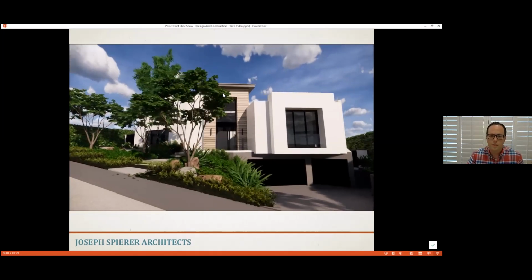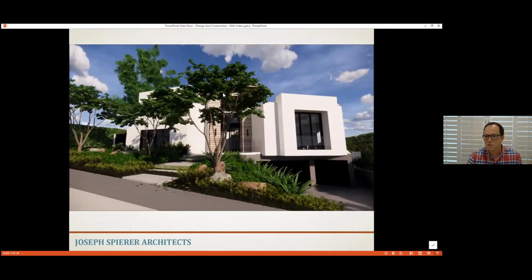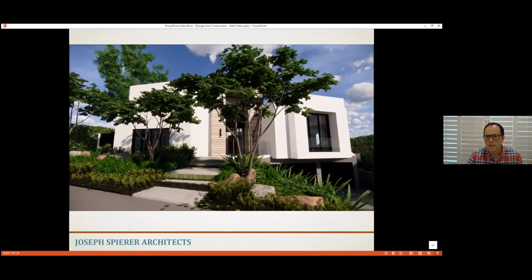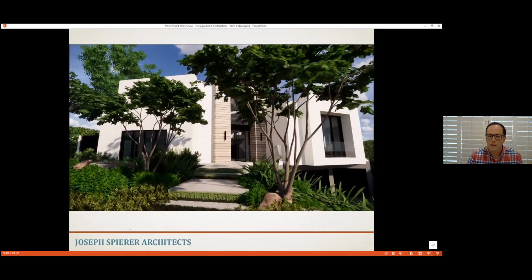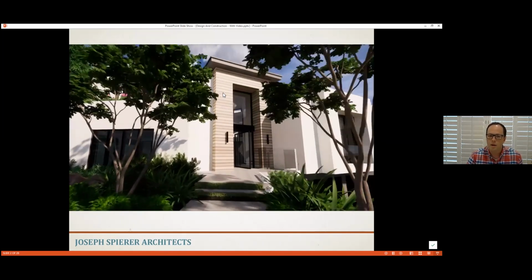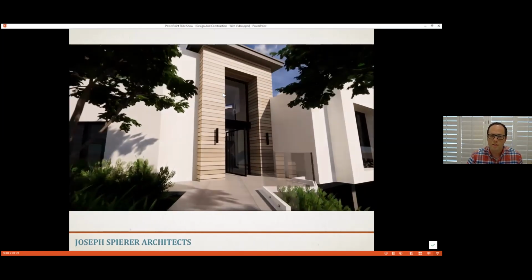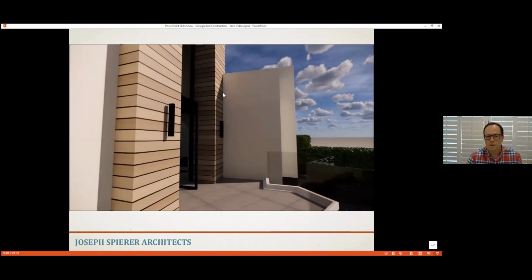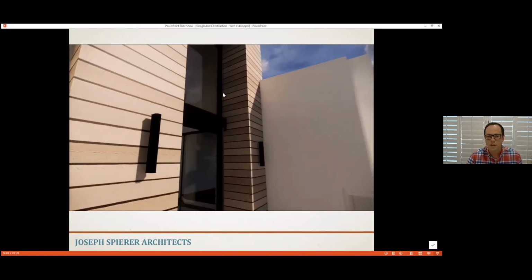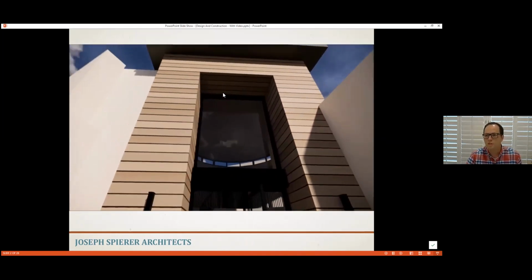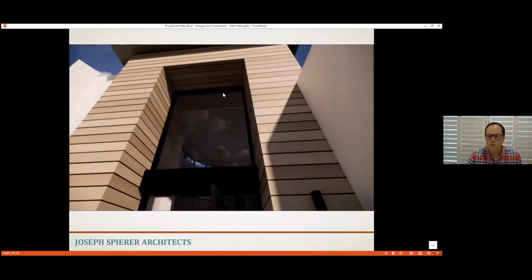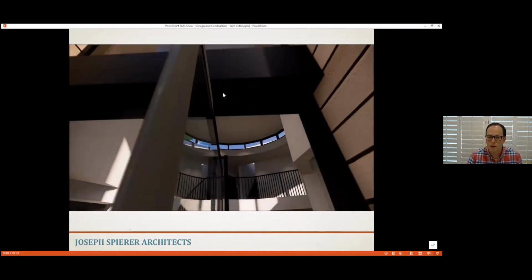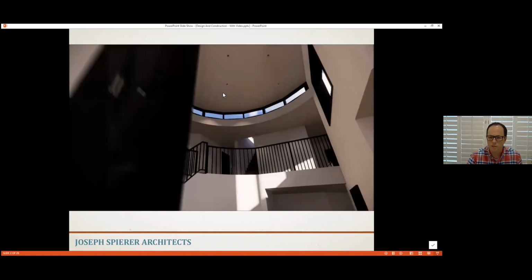Our firm is a high-end custom residential single-family architecture firm. That constitutes probably about 70% of our work. The other 30% of our work has to do with multifamily, commercial, and mixed use. We're designing a mixed use complex in Torrance at the moment.